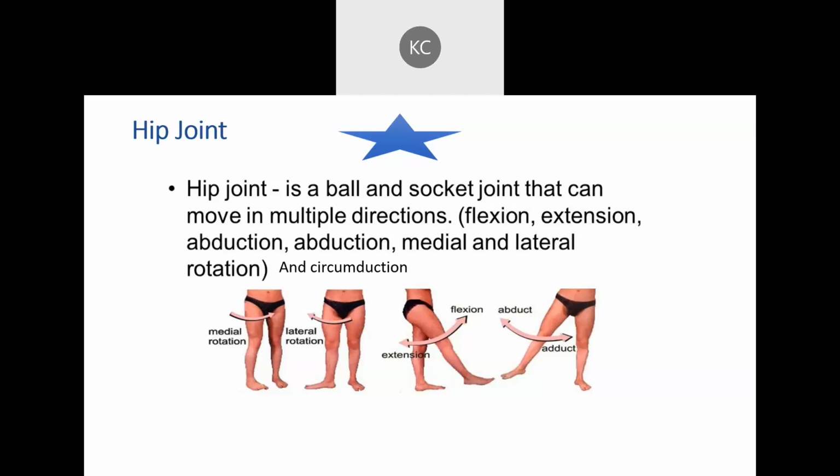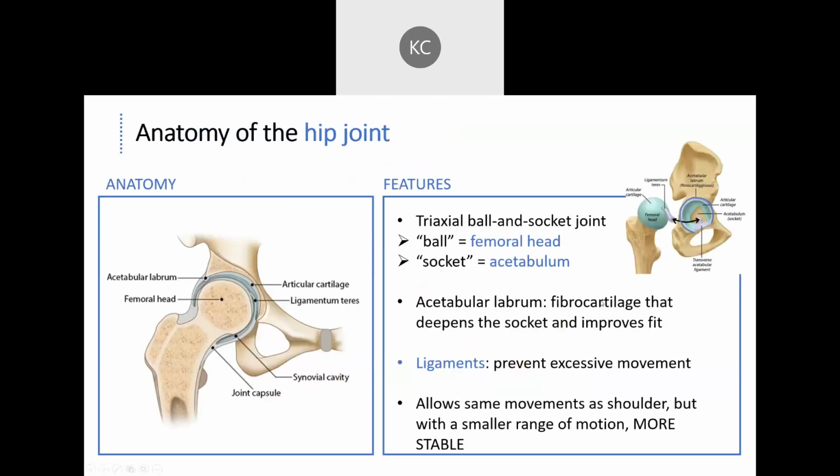If we look at the hip joint itself, we can see a number of similarities between that and the shoulder joint. One, it's a ball and socket joint. Just like the shoulder joint is ball and socket, so is the hip. The ball in this case is going to be the head of the femur, where it was the head of the humerus in the shoulder joint. And then the socket is going to be the acetabulum for the hip joint, whereas it was the glenoid cavity or the glenoid fossa with the shoulder joint.